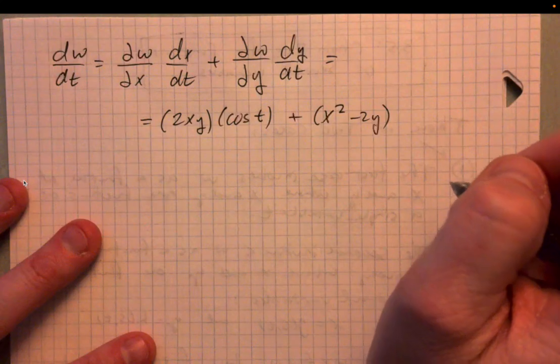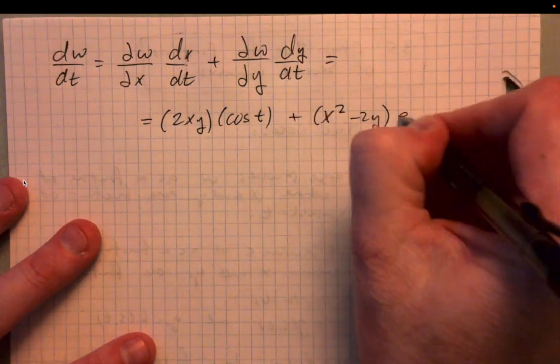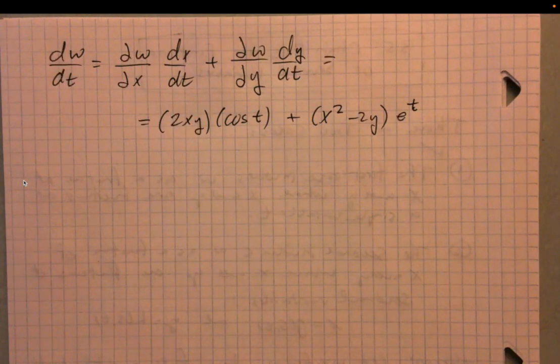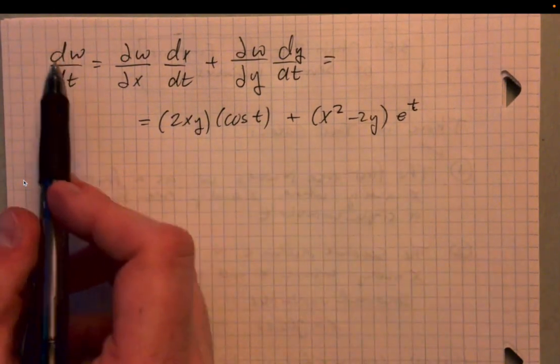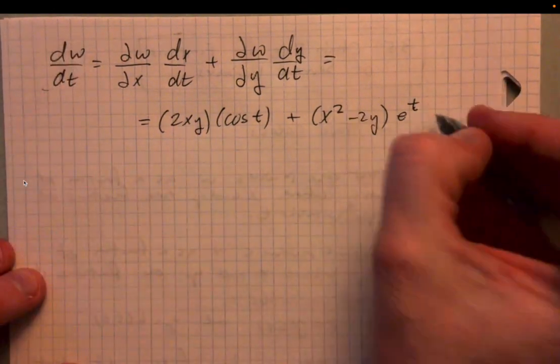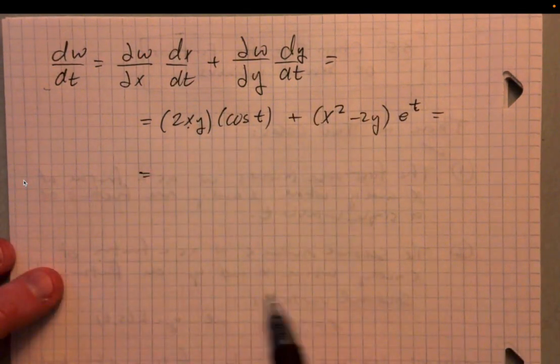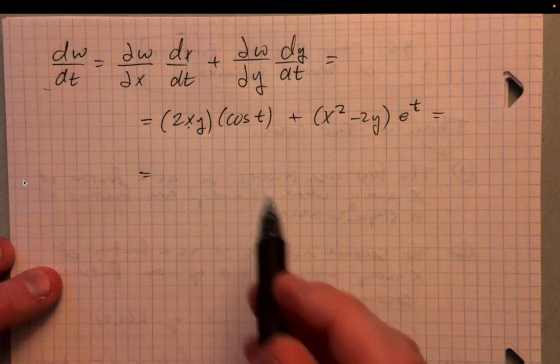And the derivative of y with respect to t is just going to be e to the t power. Okay. And then, of course, all of these x's and y's, so x we know is sine of t, y is e to the t. So we want this to be a function of t because we're looking for the derivative of w with respect to t. So we can substitute the x and the y's out for sine of t and e to the t respectively.